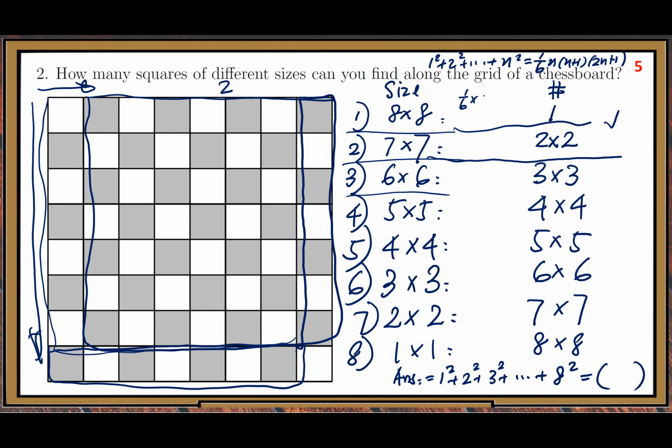So here our n is 8, right? 1/6 times 8 times 9 times 17. So 3, 4, right? 17, 51, 4. Good. 204. The same as the one Dakota gave us.